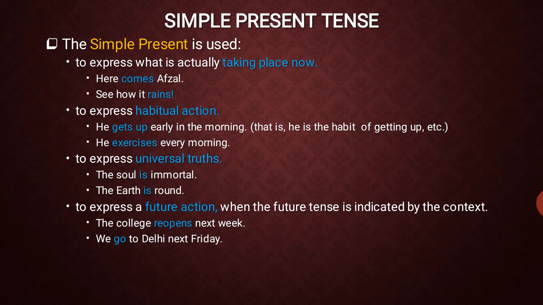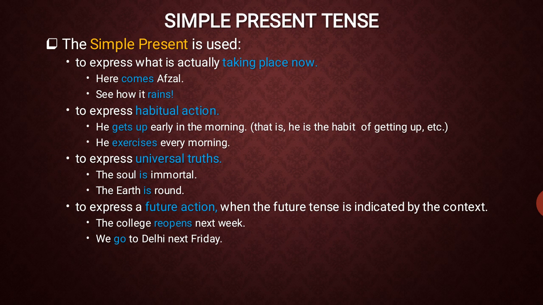First we are going to see the simple present tense. The usage of the simple present tense is to express what is actually taking place now. For example, here comes Afsal. Afsal comes here. That is the time it is taking place. See how it rains.